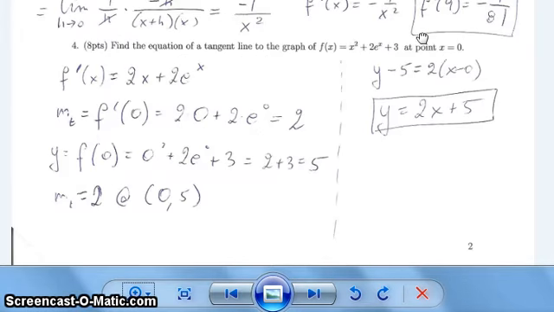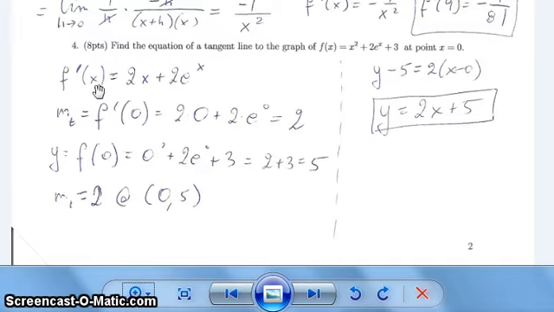Problem 4. Find the equation of the tangent line to the graph of f of x is equal to x squared plus 2 e to the x plus 3 at point x equals 0. Notice it does not say to use the definition, and it would be very difficult for you to find the derivative from the definition with e to the x.